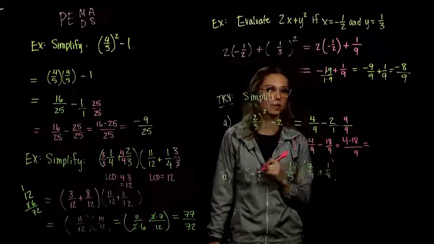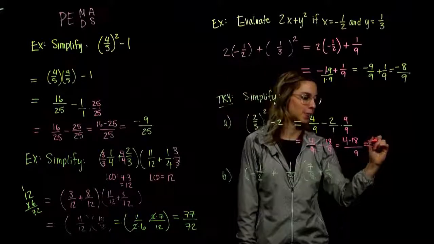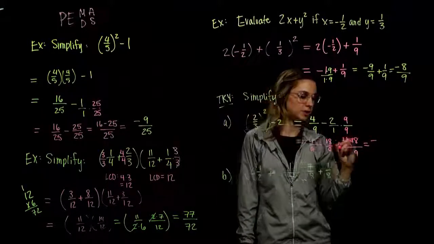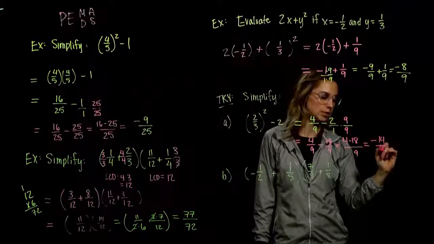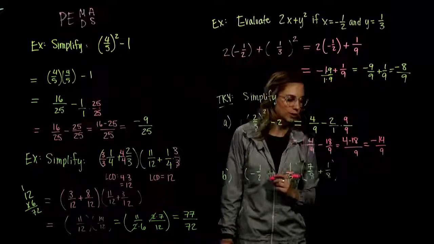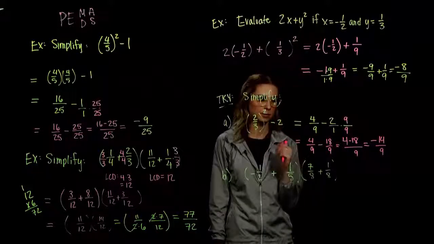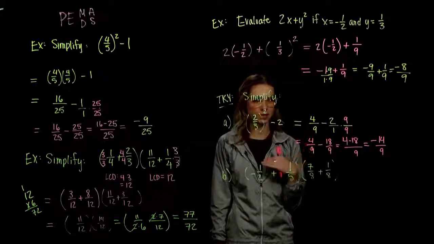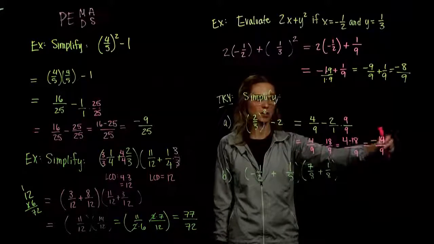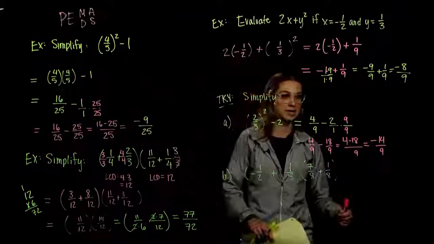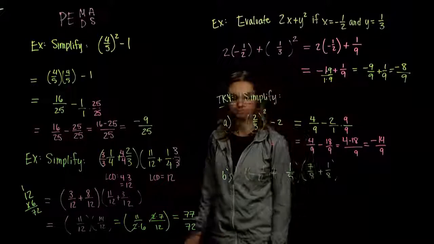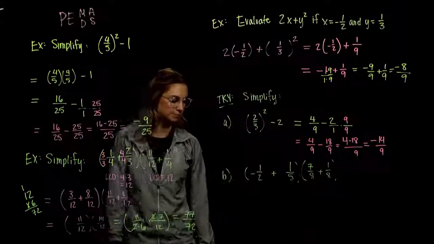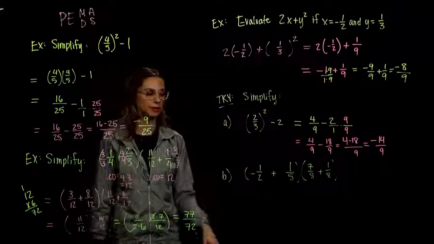Which one holds more weight, the positive or the negative? The negative. And the difference between those two is 14. Now 14 has what living inside of it? 2 and 7. And then 9 has 3s. So there's nothing common between those two that we could keep reducing. So that one's done. And then part B. Parentheses first on our list.